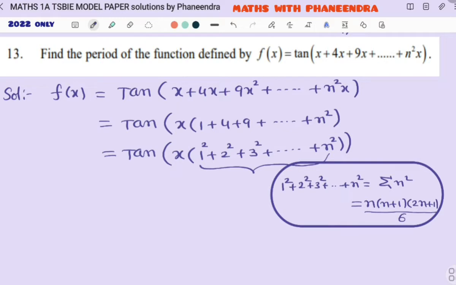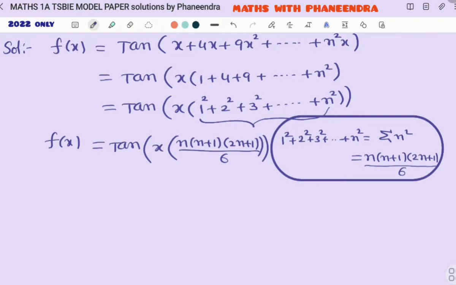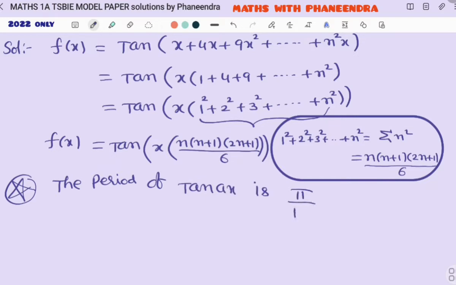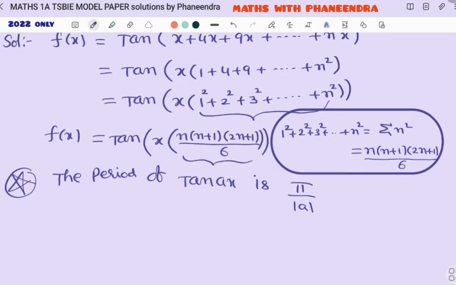This is the formula. So in place of the bracket, tan of x into n plus 1 into 2n plus 1 by 6. So this is f of x. The period of tan AX, here also a very important point, the period of tan AX is pi by mod A. For this, still here 1 mark. What is A in this? This bracket value is A.